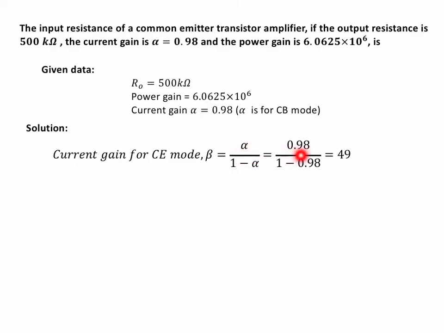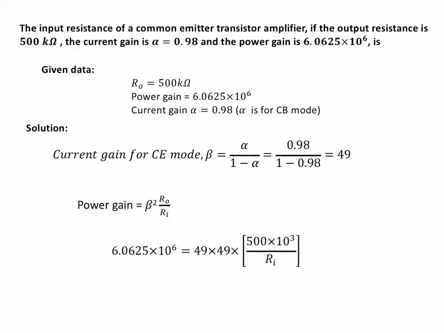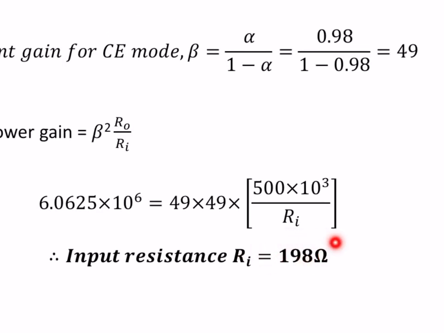So alpha is equal to 0.98. On substitution, alpha by 1 minus 0.98, on simplification we get beta equal to 49. The power gain formula is beta square R naught by Ri, that is output resistance by input resistance. On substituting, power gain 6.0625 into the power of 6 equals beta square, that is 49 into 49, times R naught, the output resistance 500 kilo ohm, that is 500 into 10 power 3, divided by input resistance Ri. We have to calculate Ri. On reshuffling and simplification we get input resistance Ri equal to 198 ohm. So this is the answer.